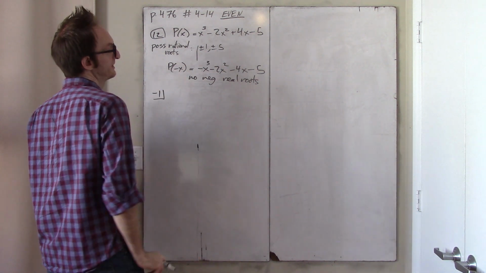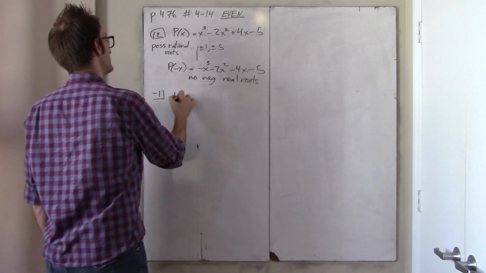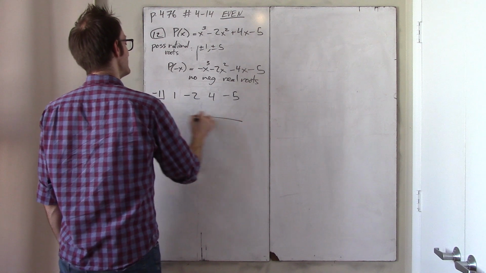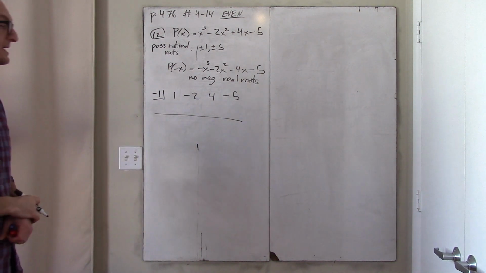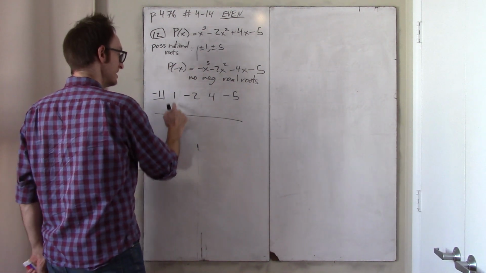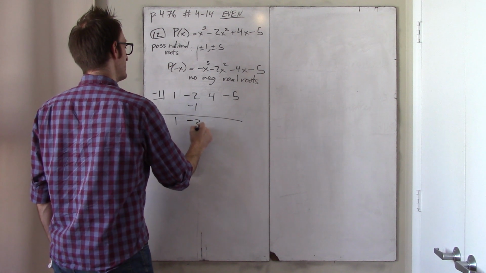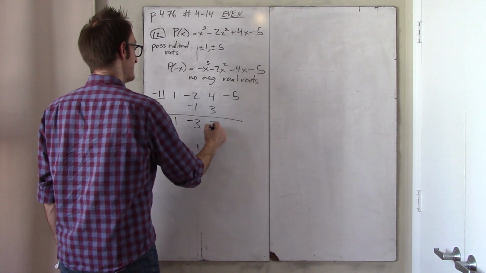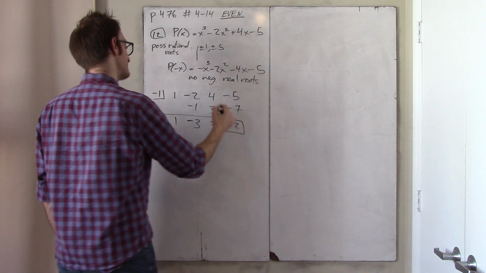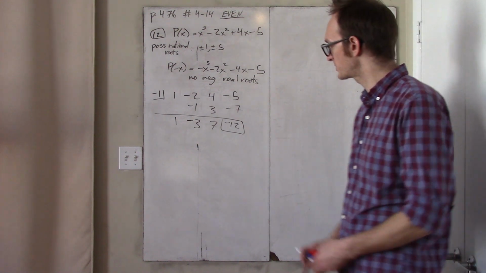Suppose I didn't notice that, and I tried to see if negative 1 is a root. Well, that becomes 1, negative 2, 4, negative 5, and now let's see what happens, checking to see if negative 1 is a root, even though I know it definitely isn't. So I get 1, negative 1, negative 3, 3, 7, negative 7, negative 12. Okay, so I kind of got what I wanted now on the first try. This one is more subtle.